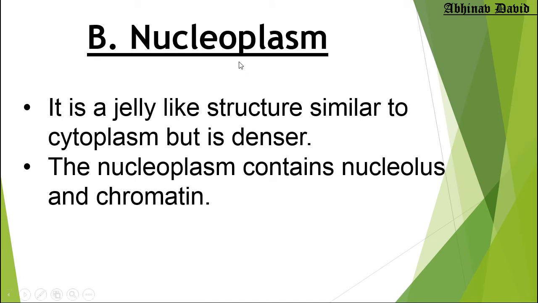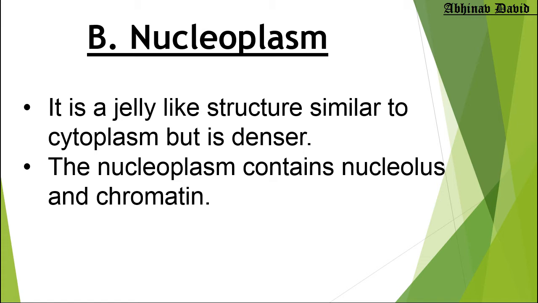Now let us move to the next part of the nucleus, that is the nucleoplasm. So what is nucleoplasm? I have already explained to you the meaning of the word plasm. Plasm means substance. So the substance of the nucleus is called nucleoplasm. It is similar to the cytoplasm, means it is a jelly like structure, but it is denser, means it is thicker than the cytoplasm.